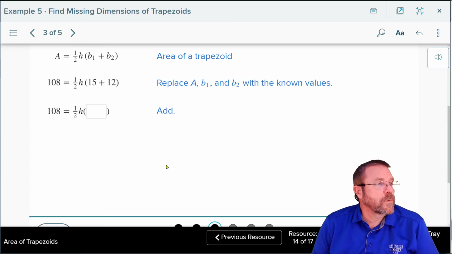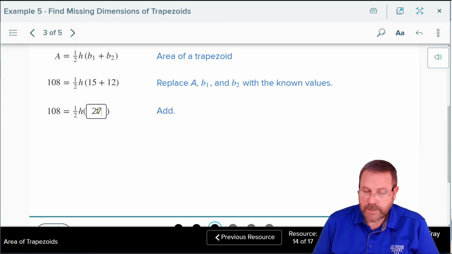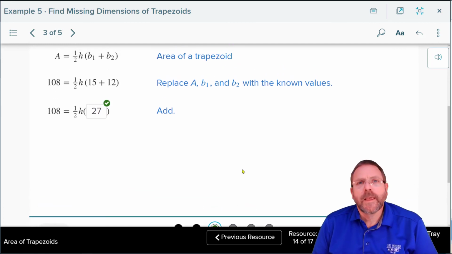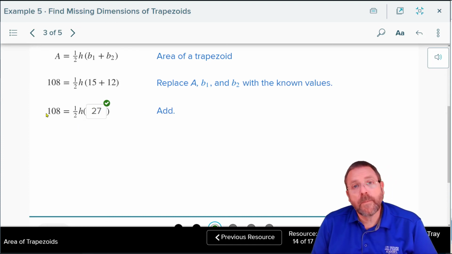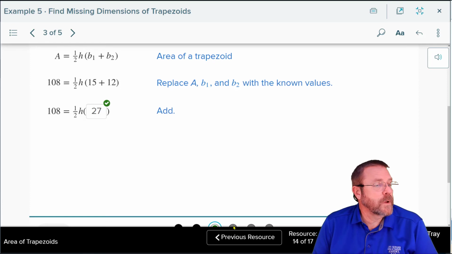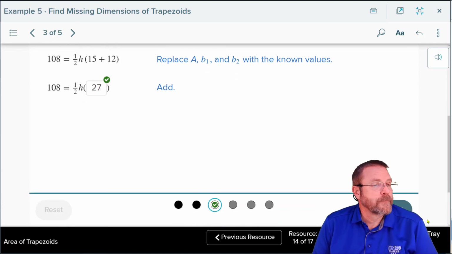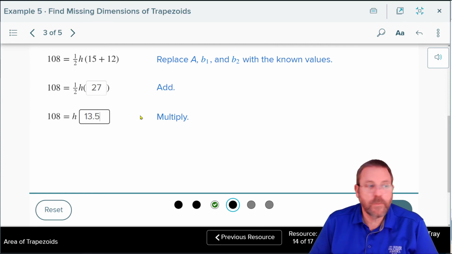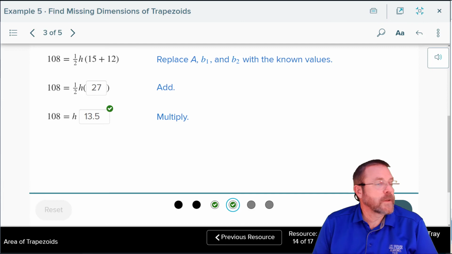15 plus 12, of course, is going to be 27. So I'm going to plug my 27 in. That's going to check. And now once again, there's some choices on how to do this. We could do half of 27. We could multiply both sides by 2 to get that out of the way. Let's see what they chose to do. They chose to say half of 27, and half of 27 is going to be 13.5, which gave them that.